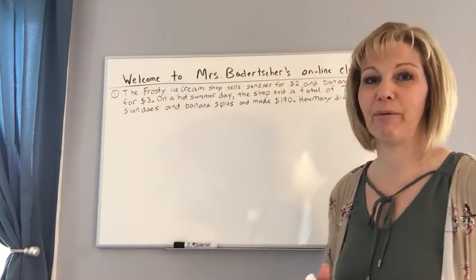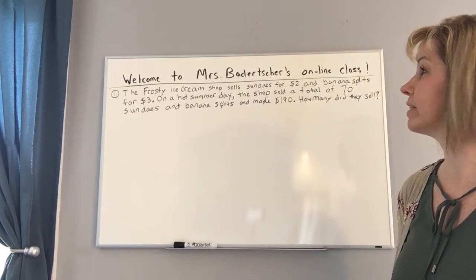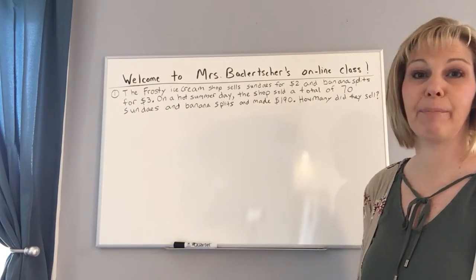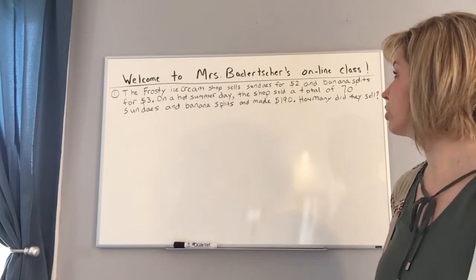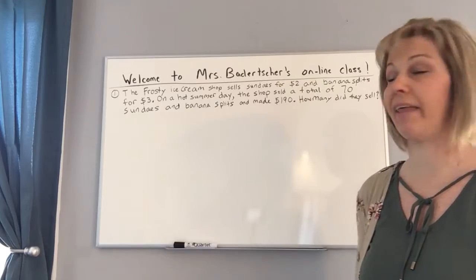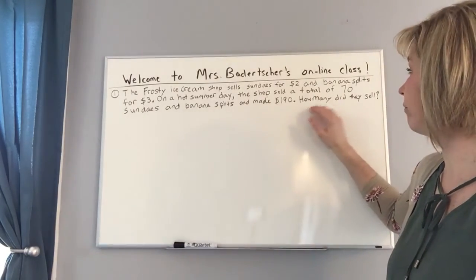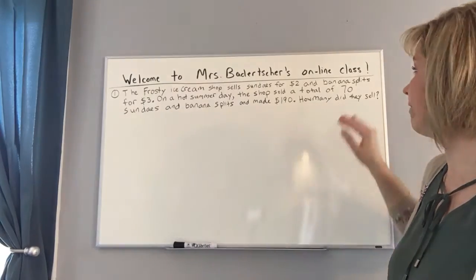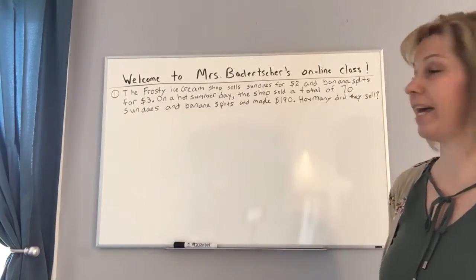So first thing, what we have is the Frosty ice cream shop sells sundaes for $2 and banana splits for $3. On a hot summer day, the shop sold a total of 70 sundaes and banana splits together, and they made $190. In your problem it says, how many of each type did they sell? But I didn't want to go to the next line, so I just said, how many did they sell here?